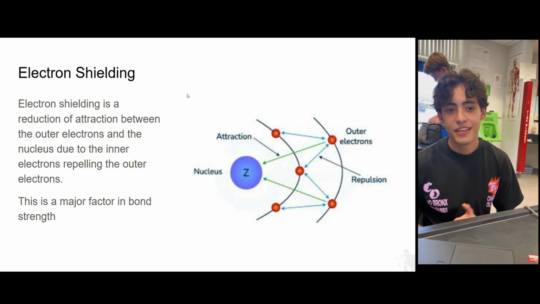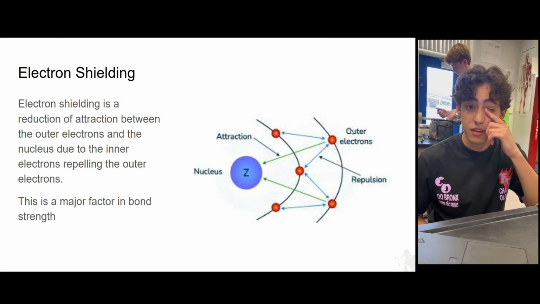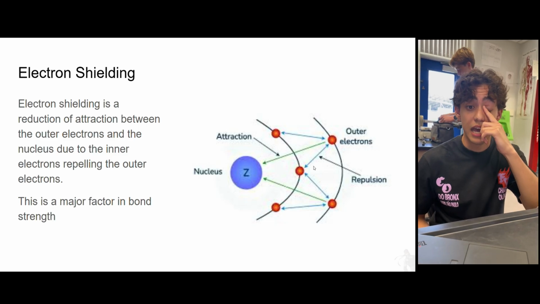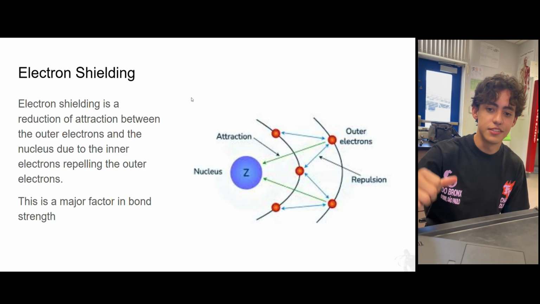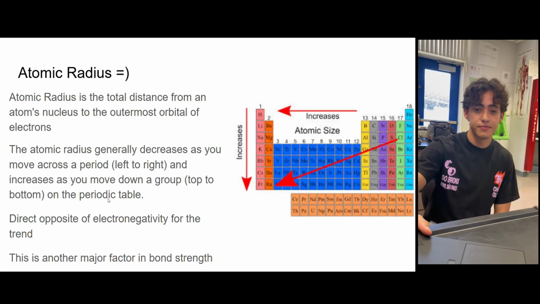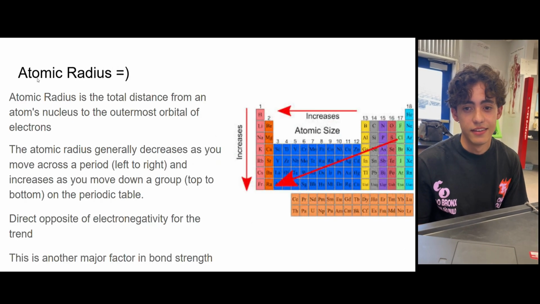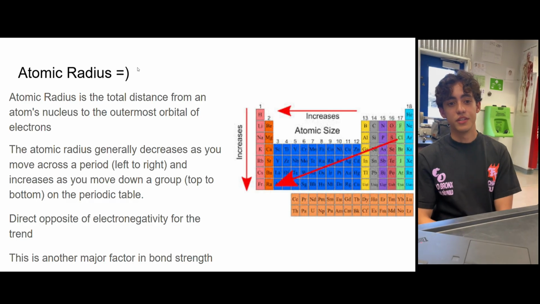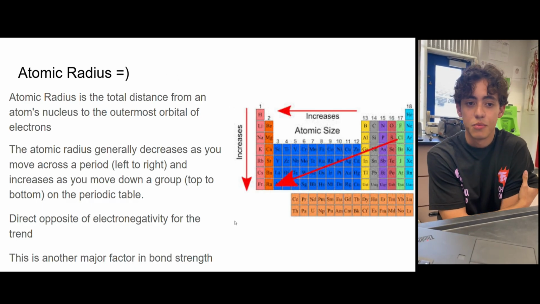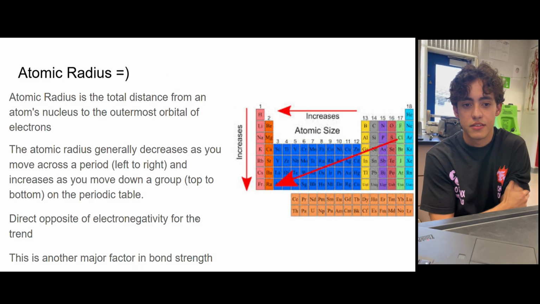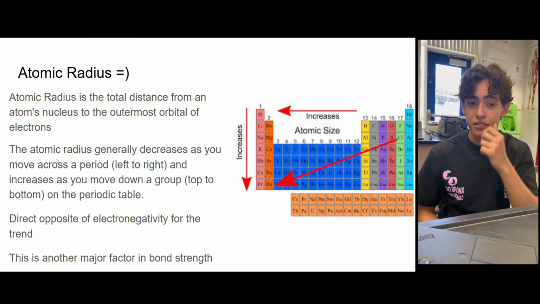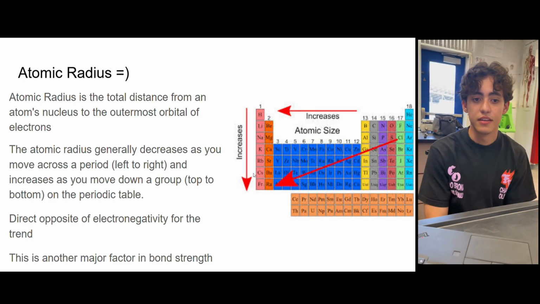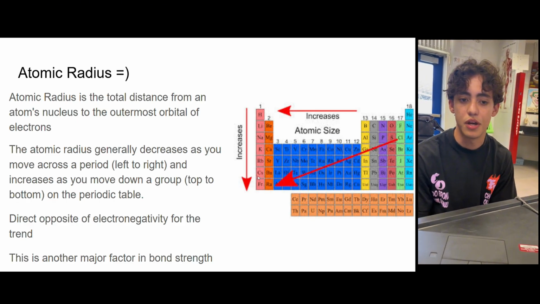Electron shielding. Electron shielding is the reduction of attraction between the outer electrons and the nucleus. This is a major factor in bond strength. Atomic radius is the total distance from an atom's nucleus to the outermost orbital of electrons. It generally decreases as you move across a period from left to right and increases as you move down a group, top to bottom.